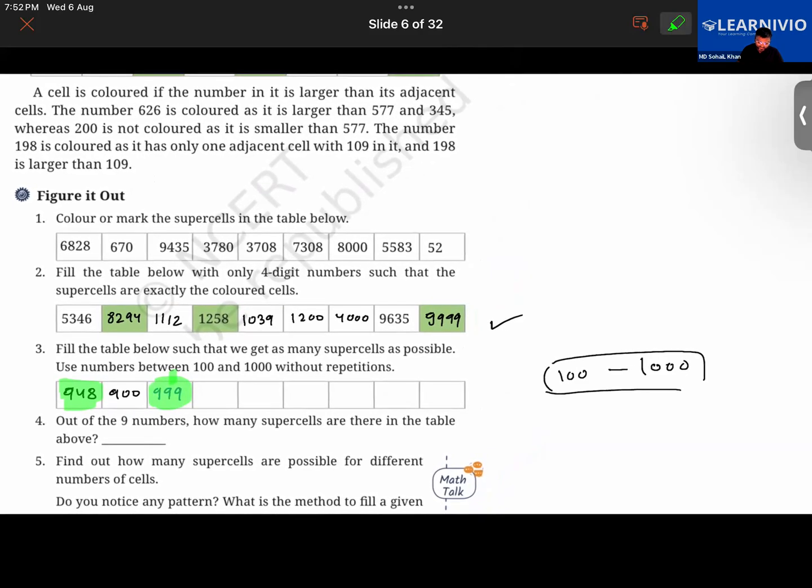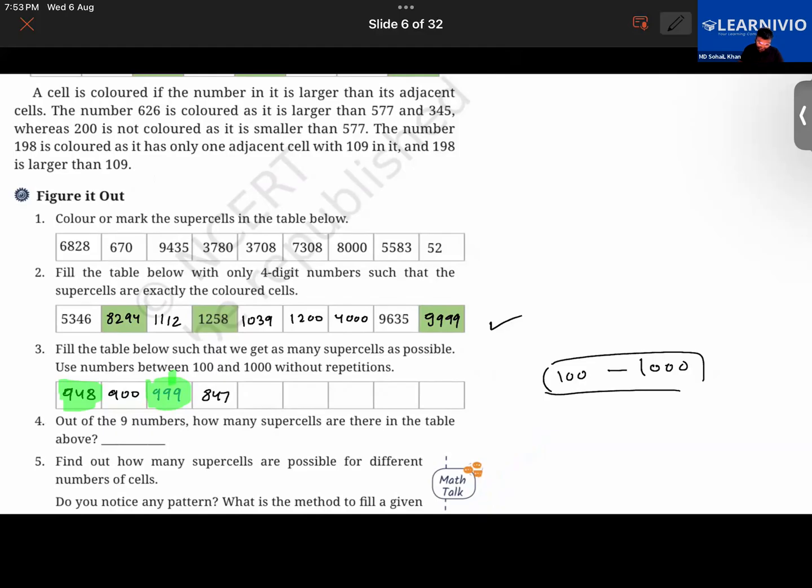And after this, we have to take a smaller number. So tell me the number. 847. Good. Then 924. Good. Here 798. Good.